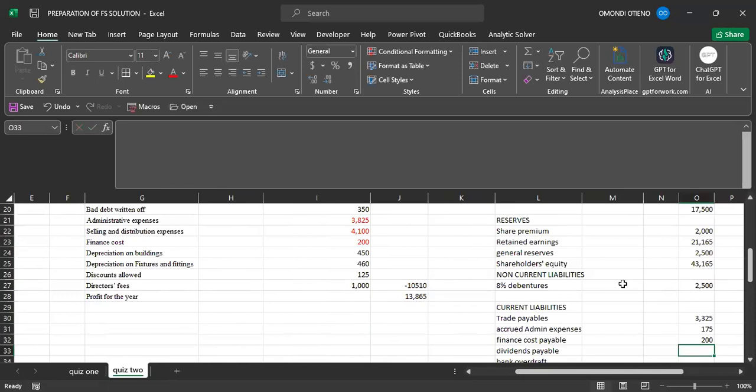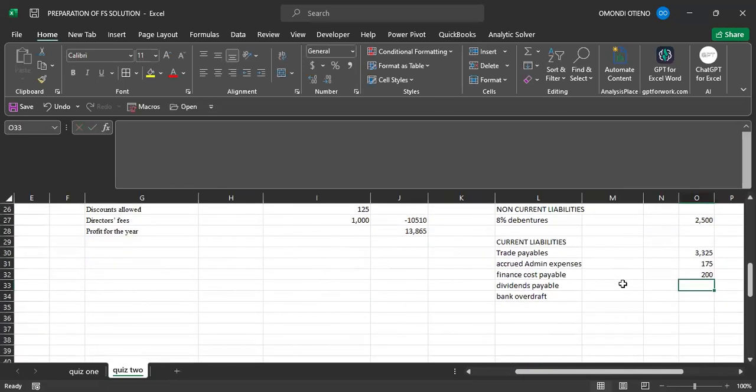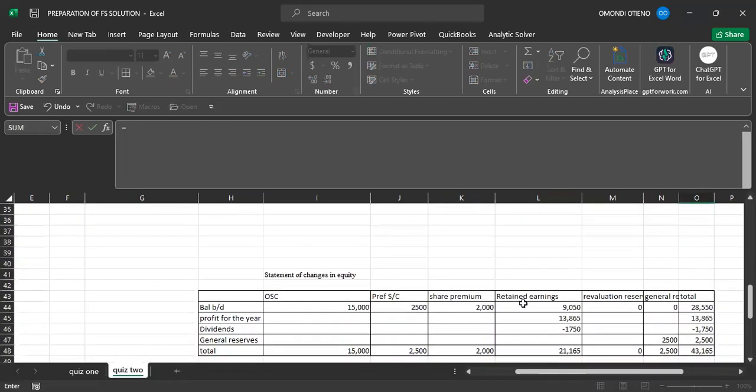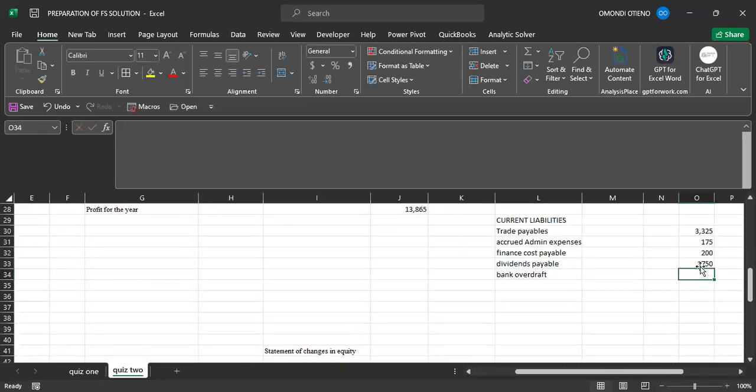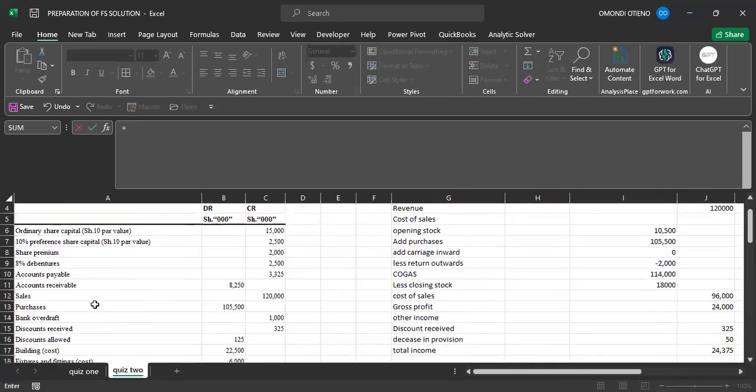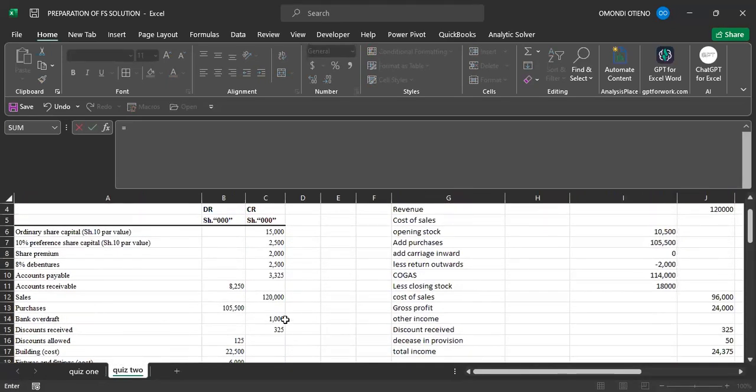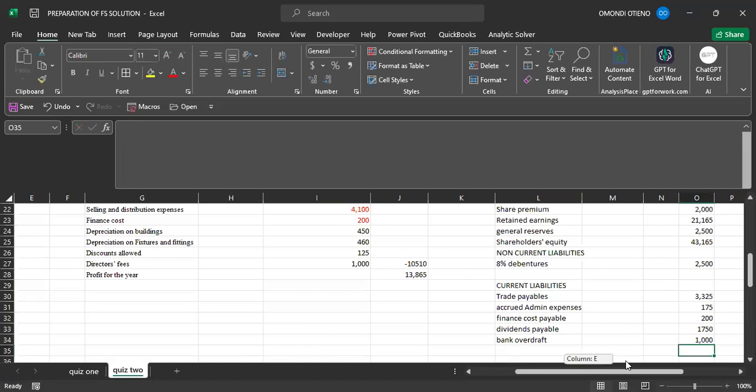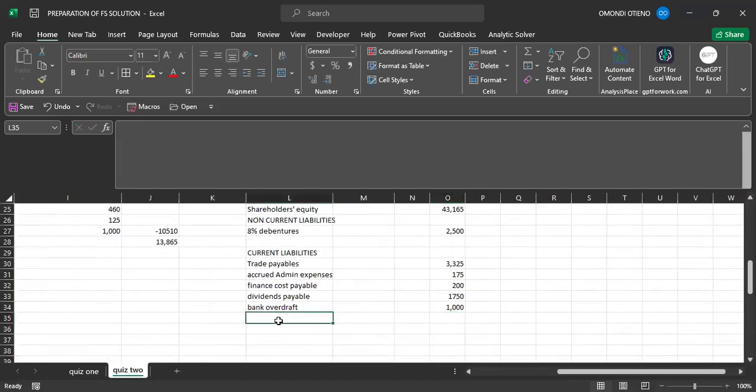Then we have dividends payable. Total dividends was a liability. I go to the statement of changes in equity. That dividends affected our retained earnings, but I want to have it in positive form, so I just indicate that. Bank overdraft was not affected, so nothing was paid into the bank account to reverse this, so it is still retained. And that is it. So having done that, let's get total liabilities.